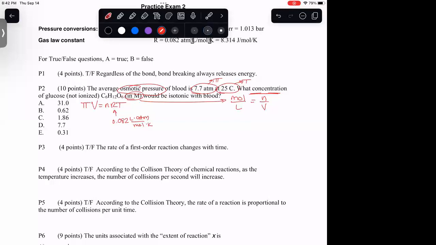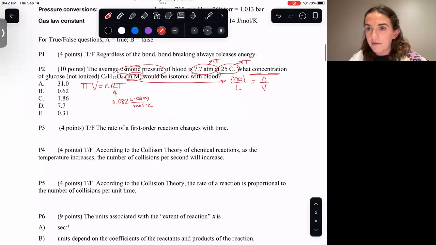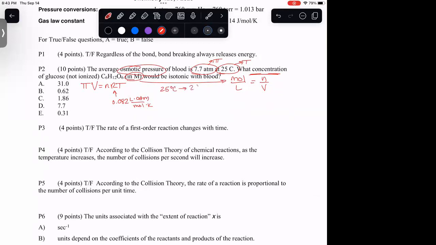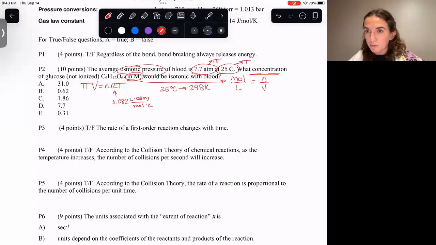Yes. So we essentially have everything that we need. The ATM matches the ATM. The only thing that you need to do is change the 25 degrees Celsius to Kelvin. Does anyone know what 25 degrees Celsius to Kelvin is? It's 298, I think. Yep, perfect. Okay, so then you can just plug and chug there.